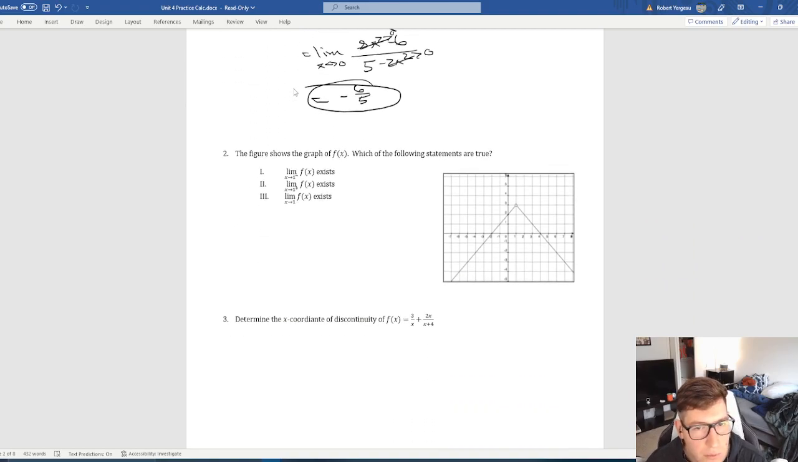On number 2, we need to figure out which of the following are true. So we're specifically looking at the limit from the left, the right, and then in total. From the left, we're getting closer and closer to that y value of 3. And so I would say that this absolutely exists. From the right, let's take a look again. We're still approaching that y value of 3. And because we are approaching 3 on both sides, the full limit not only exists, but is 3. And so if we're talking about what's true, well, they all are.